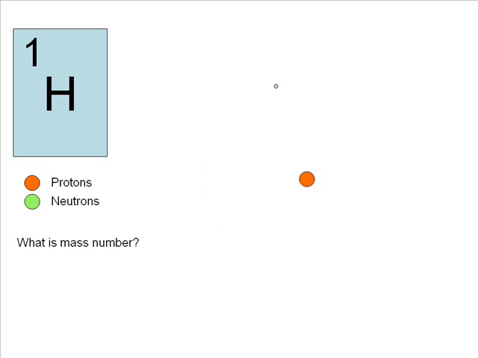The mass number in this case is 1. It's the number of things in the nucleus. The atomic number is the number of protons. The atomic number in this case is 1. Notice there are no neutrons in the nucleus of a hydrogen atom.